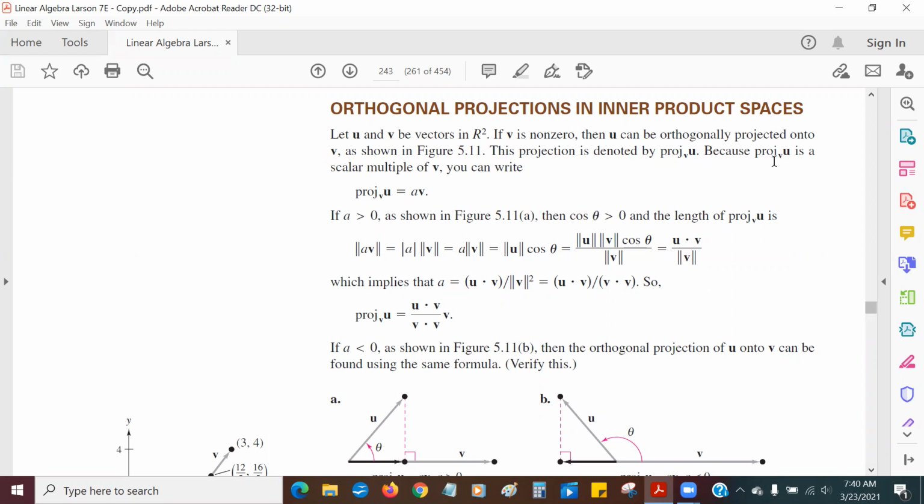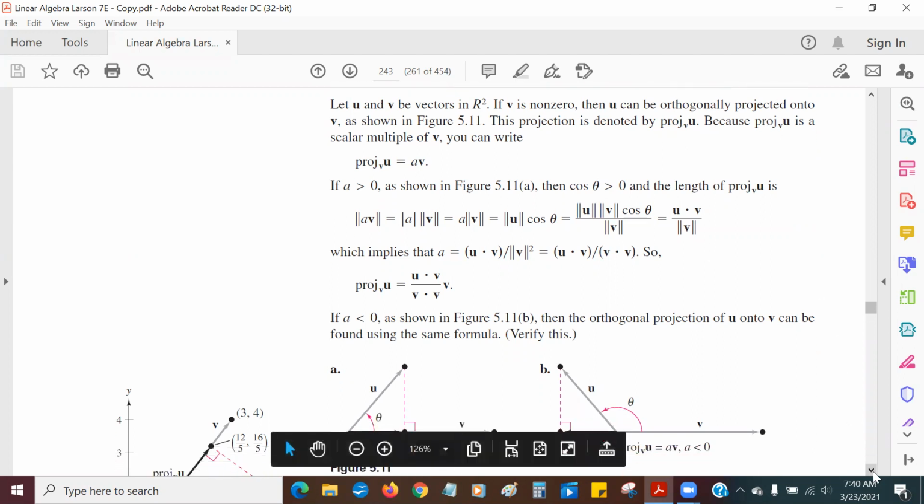Now this projection onto v of u is going to be some scalar multiple of v. Just to show you an idea, a picture of it a little bit.